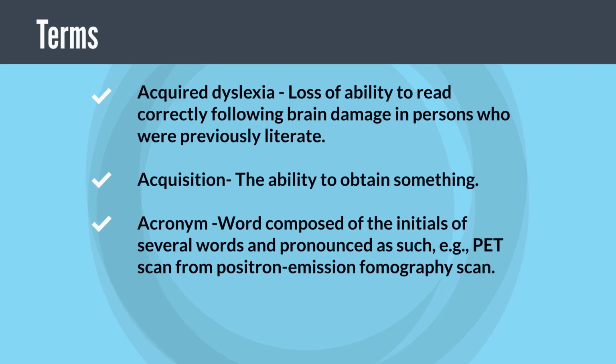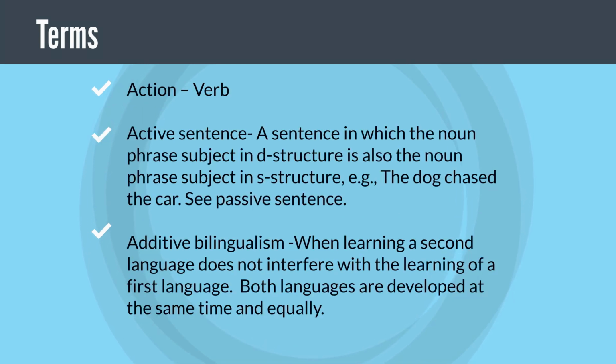Acquired dyslexia: loss of ability to read correctly following brain damage in persons who were previously literate. Acquisition: the ability to obtain something. Acronym: word composed of the initials of several words and pronounced as such, example, PET scan from positron emission tomography scan. Action: verb. Active sentence: a sentence in which the noun phrase subject in D-structure is also the noun phrase subject in S-structure, example, the dog chased the car.